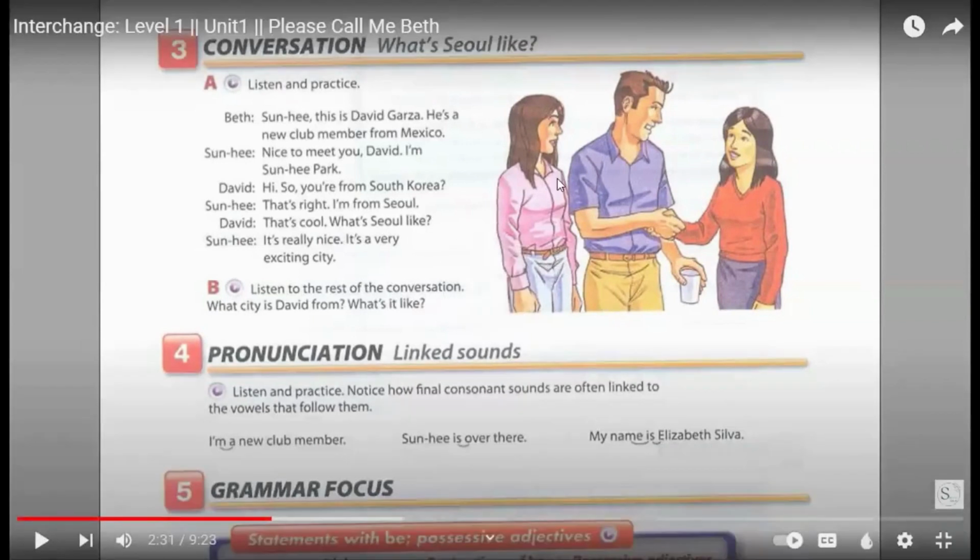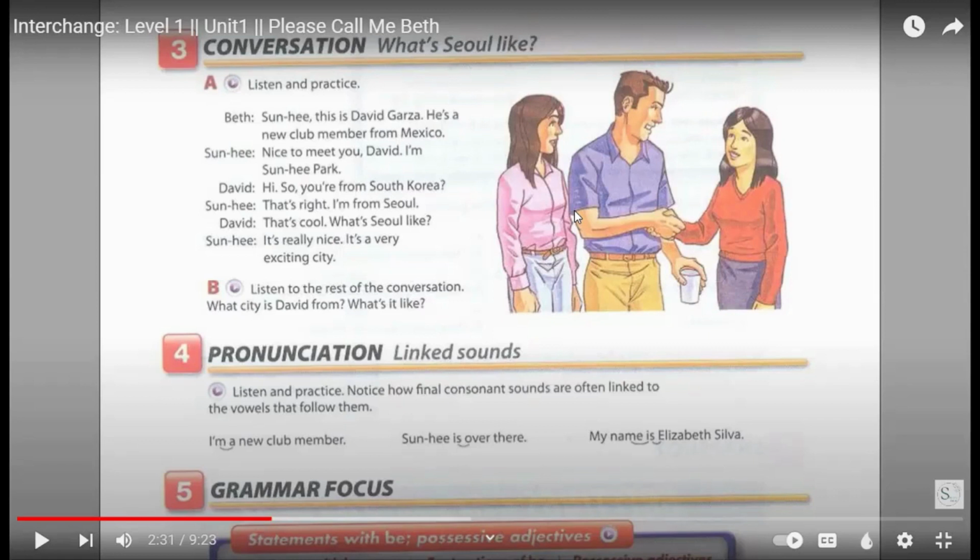Okay, so here they're introducing themselves. So Beth takes the name of Sunhee so that David knows, and then she says, Sunhee, this is David Garza. He's a new club member, so she's introducing him. Then they say, nice to meet you. When do we say nice to meet you? When you meet someone for the first time. Okay. And then she's introducing herself with her full name.